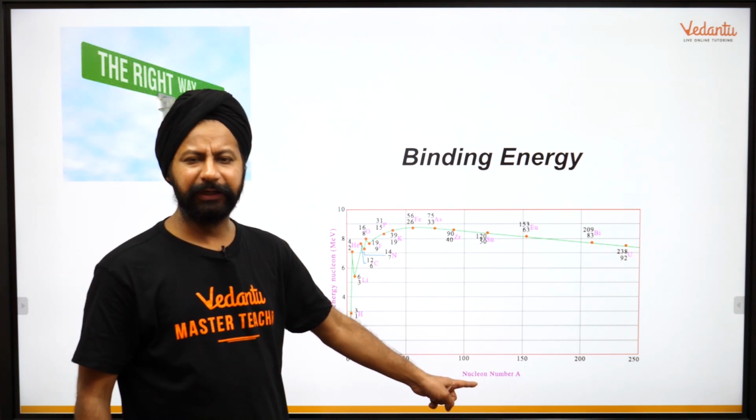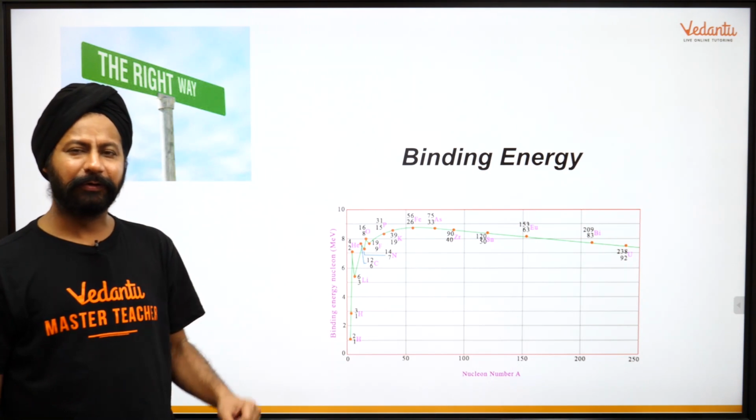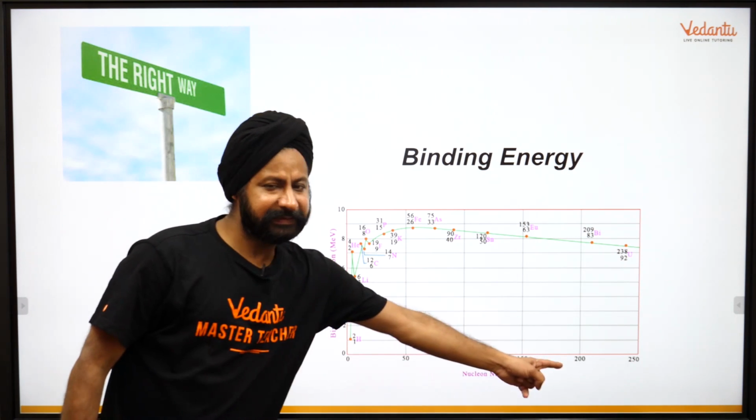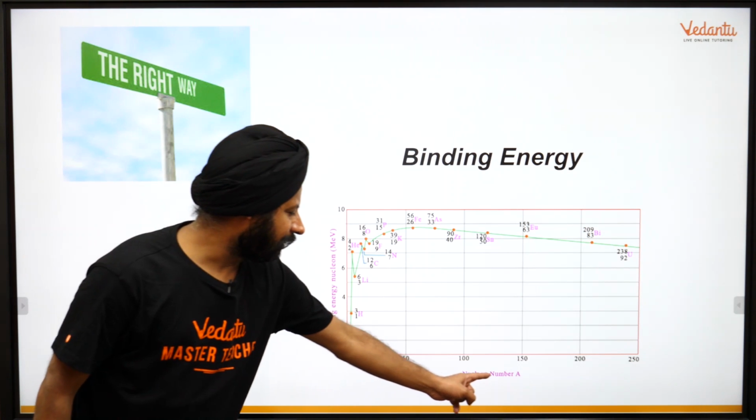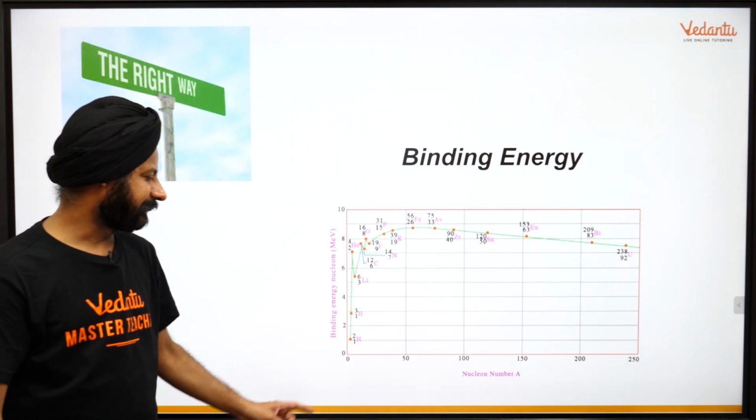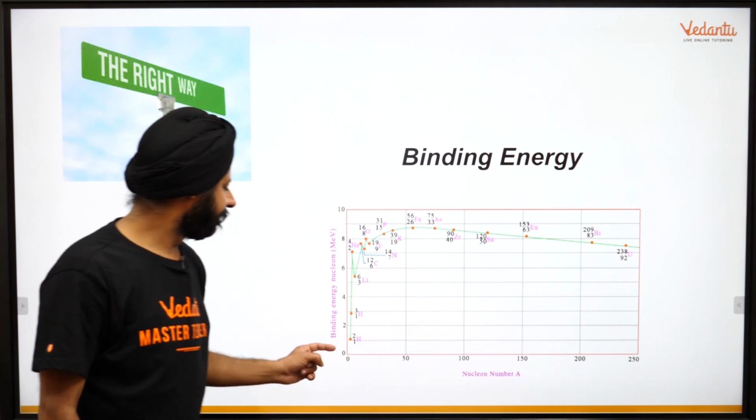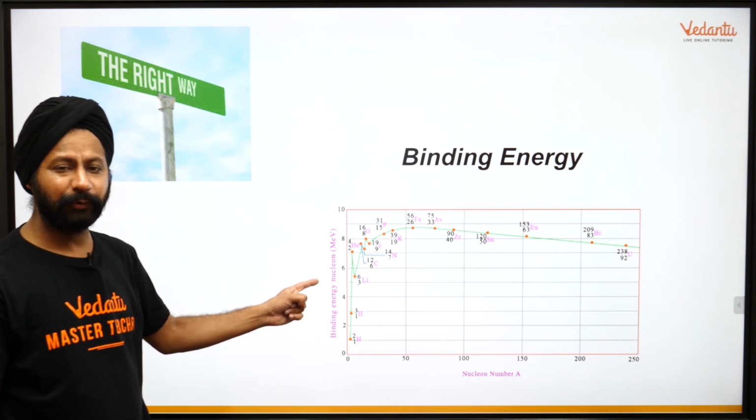Per nucleon. Nucleon क्या है? The residents of a nucleus. Protons and neutrons are nucleons. So on the x-axis you have the atomic number, right? Nucleon number. That's the mass number basically. So the number of nucleons is the mass number. So that's mass number and that's the energy per nucleon.